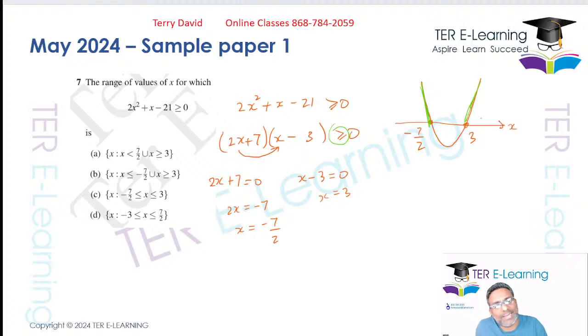So that means that it is any value greater than 3 or any value less than negative 7 over 2, right? So let's see which one looks like that. So my solution really should be x is less than or equal to negative 7 over 2, and it should also be greater than or equal to 3. So the only answer that gives me that looks like B. Right, the answer looks like B.